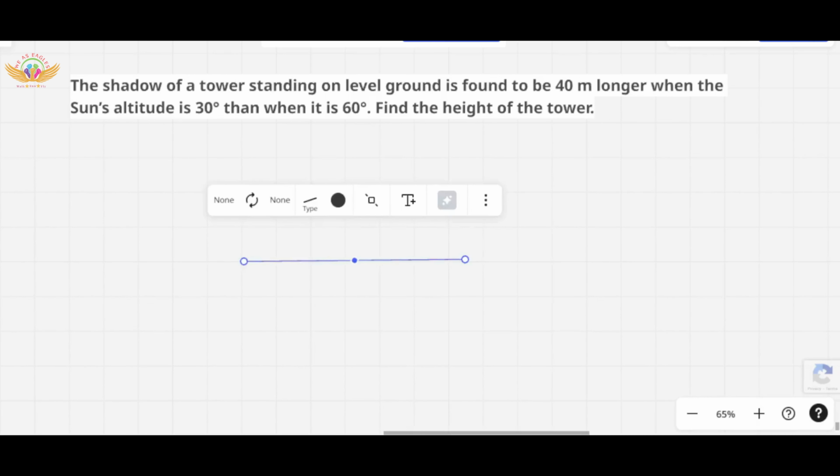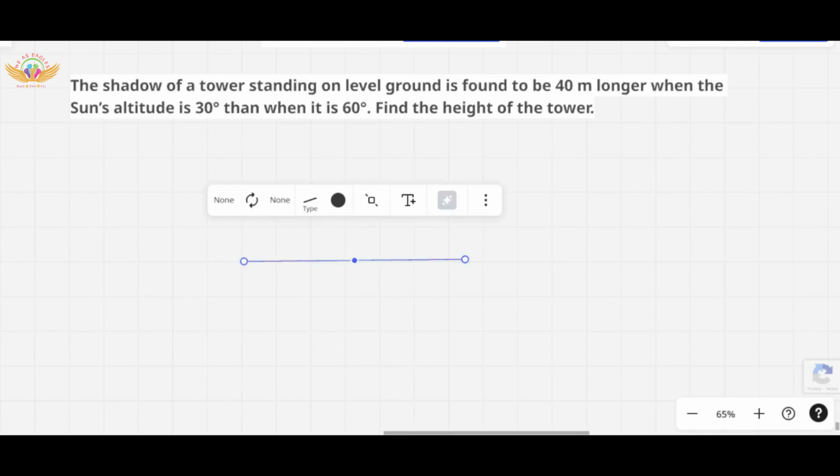So maybe I'm taking here. So the sun is here, and that shadow somewhere it is having here on the ground. First, this shadow from its tip is making an angle of 60 degrees. So let us take this angle as 60 degrees. Done. And what are they telling? They found that it is 40 meters longer when the sun's altitude is 30 degrees.